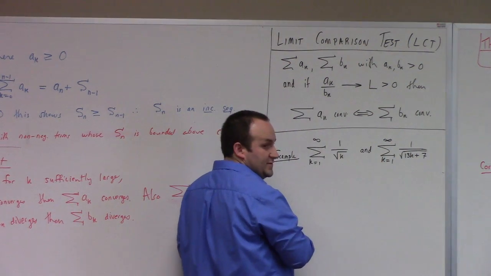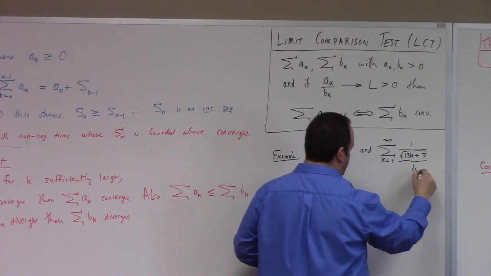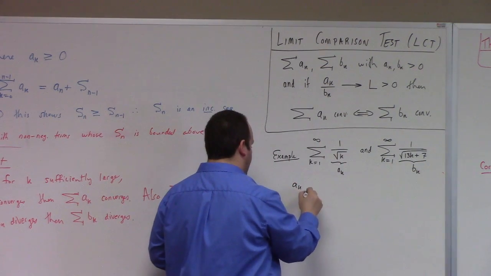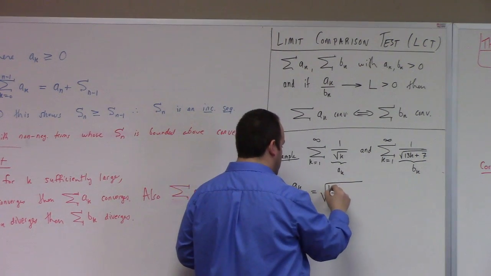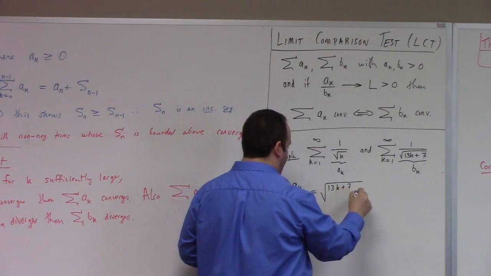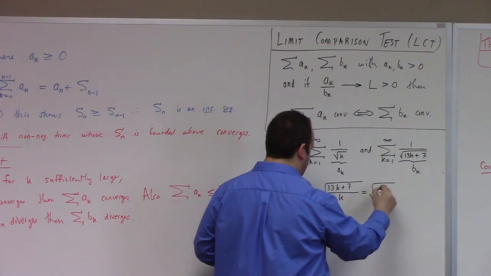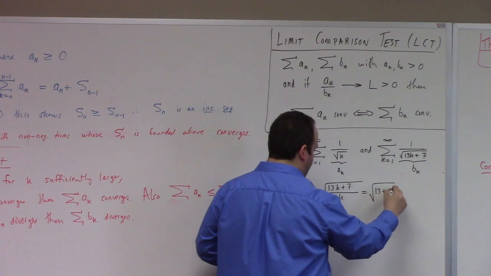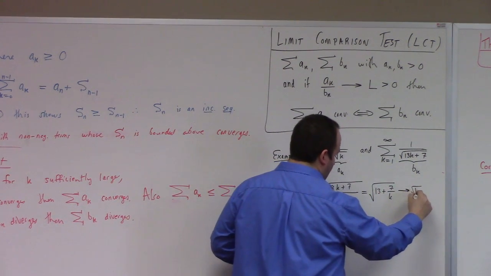Clearly both positive terms, right? Here's your a sub k, here's your b sub k. What's the fraction a sub k over b sub k equal to? That's the square root of 13 plus 7 over k. This goes to the square root of 13, right?